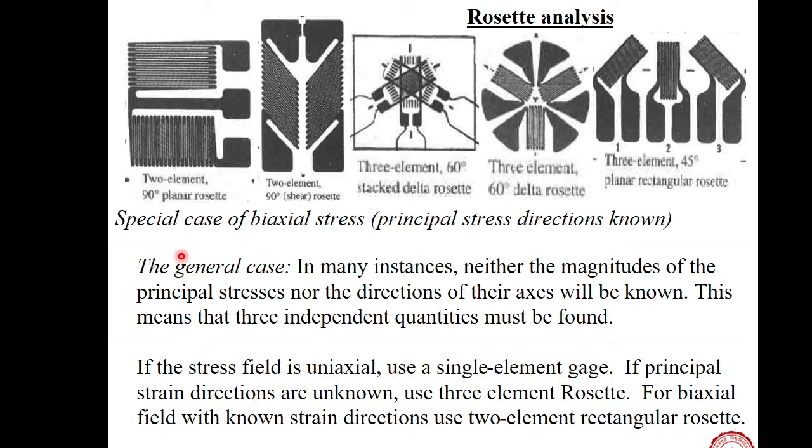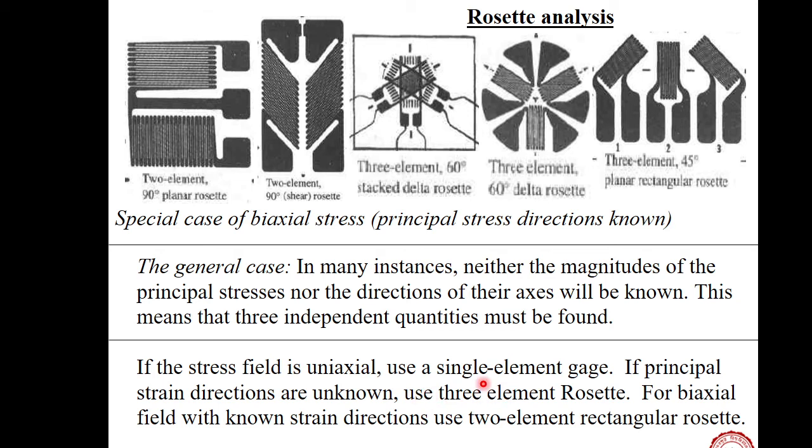So what are the possibilities? One possibility is that we know the principal stress directions. For example, if we have a pressure vessel, we always know the longitudinal direction and the transverse or tangential direction. That we can find out very easily, along the axis and along the circumference. In such cases, this type of strain gauge will do. Only two elements are sufficient when the principal stress directions are known.